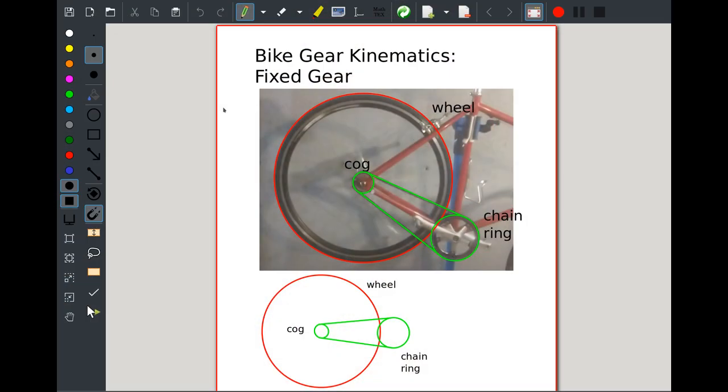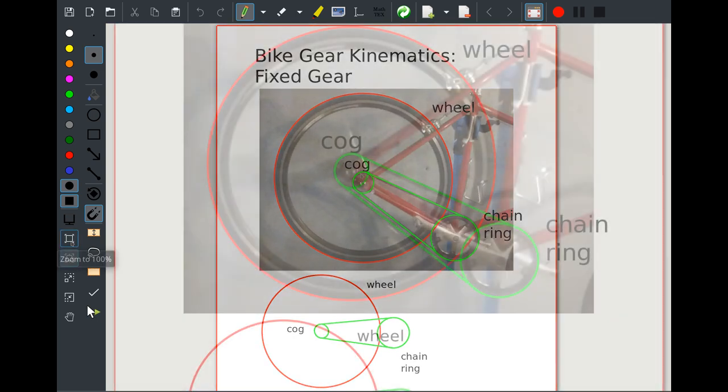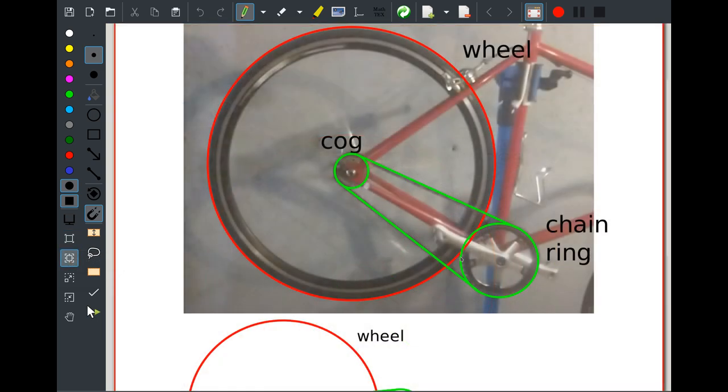Let's take a look at how to choose the cog and the chain ring, or even just if we know the cog and the chain ring, what would be a typical speed for a normal cadence of 60 RPMs or 1 rotation per second. Here we have a fixed gear bike. It consists of a cog, a chain ring, and then the wheel. However fast the cog is moving, that's how fast the wheel is moving.